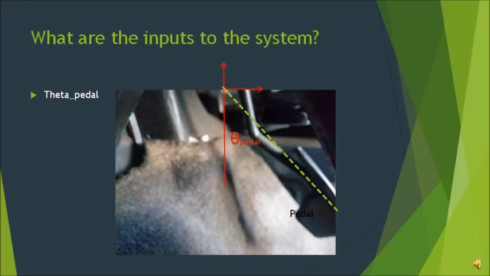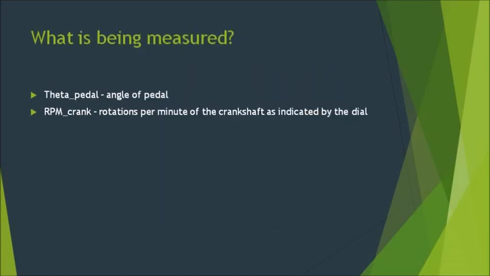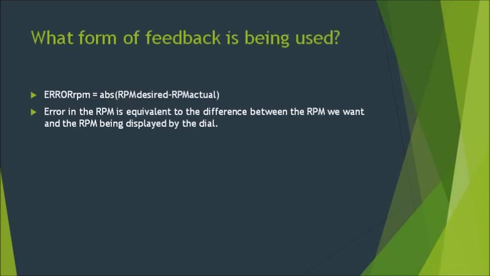As shown in the picture, theta is defined as the angle between the y-axis and the actual pedal. The output of the system is RPM of the crankshaft as displayed on the dial. The units for this are kilorevolutions per minute. The measured variables are theta of the pedal and RPM. The feedback used by the system is the difference between the actual RPM and the RPM desired.